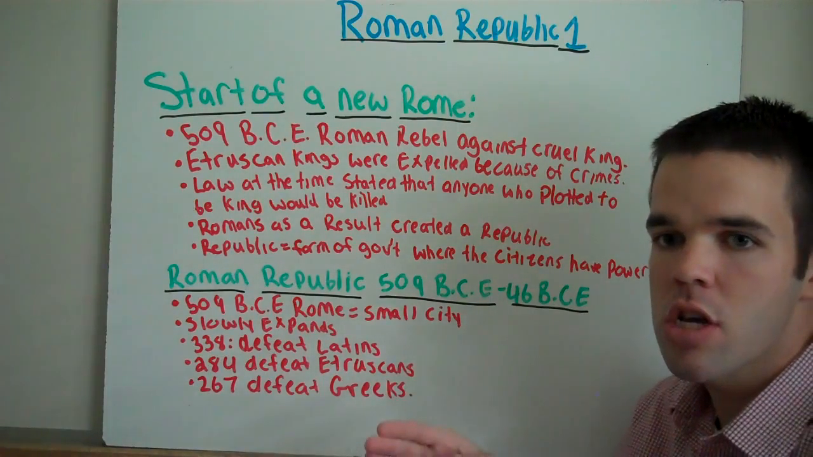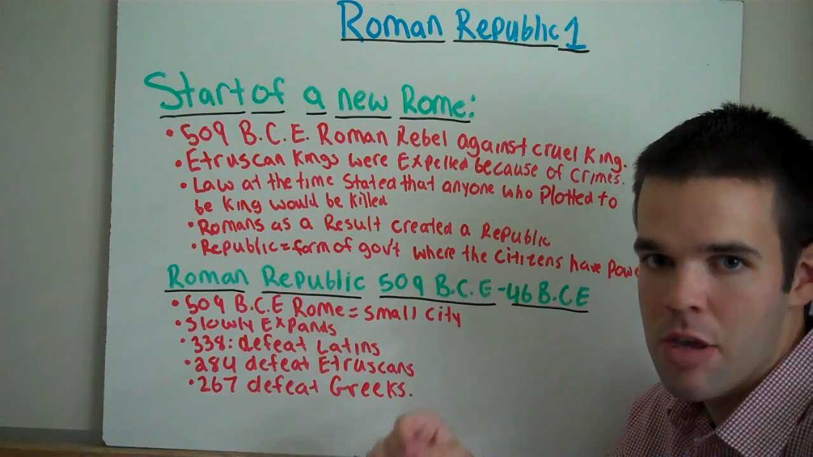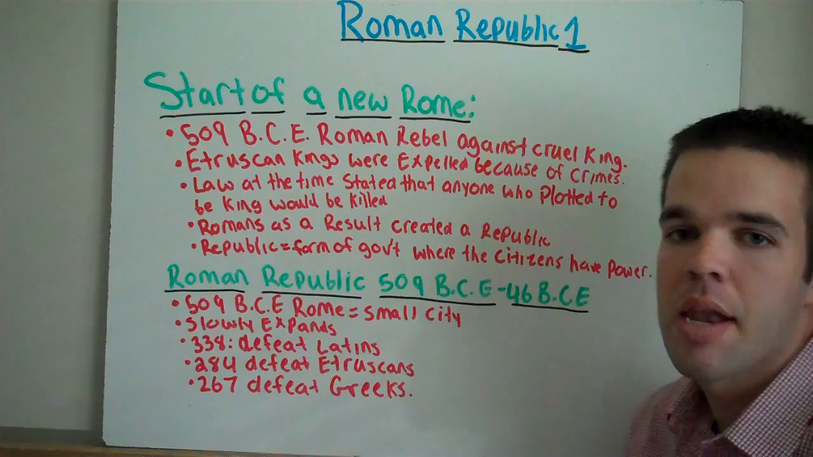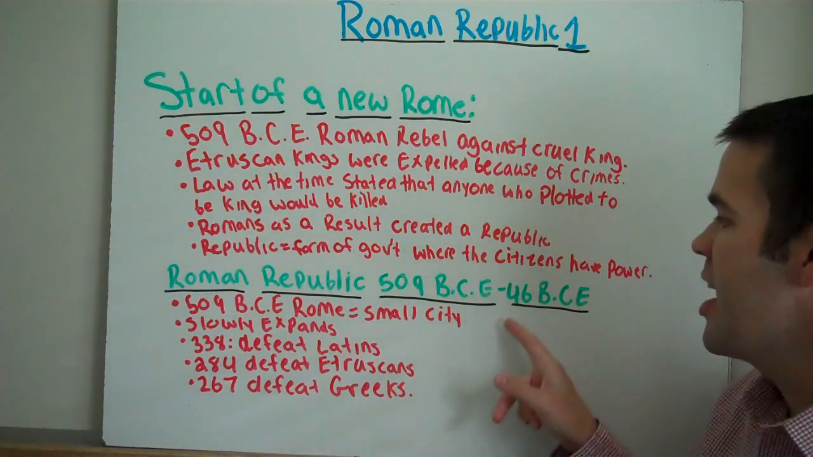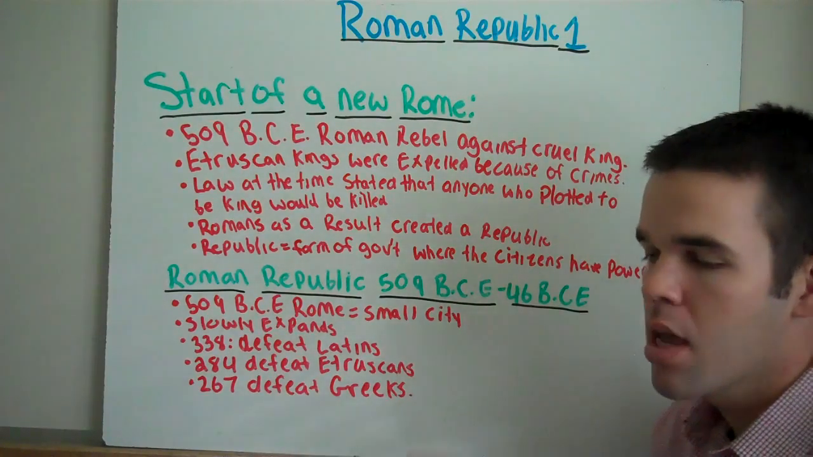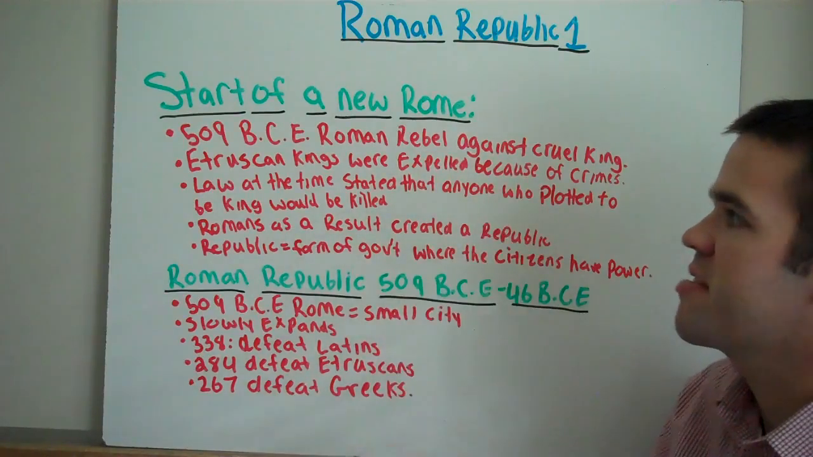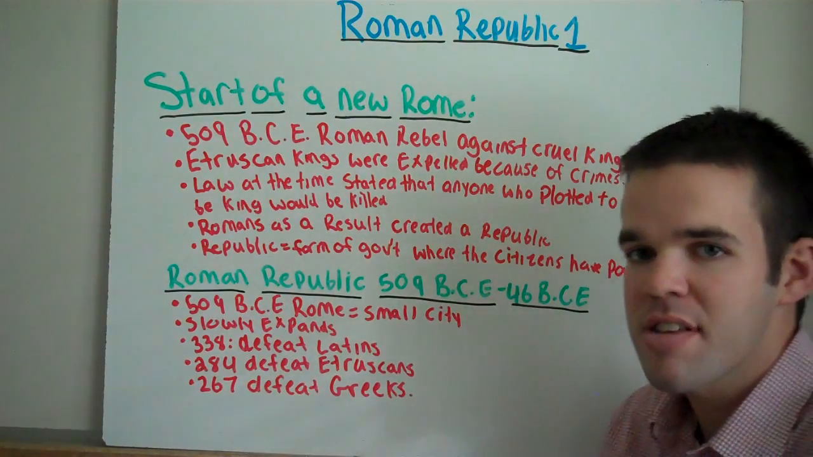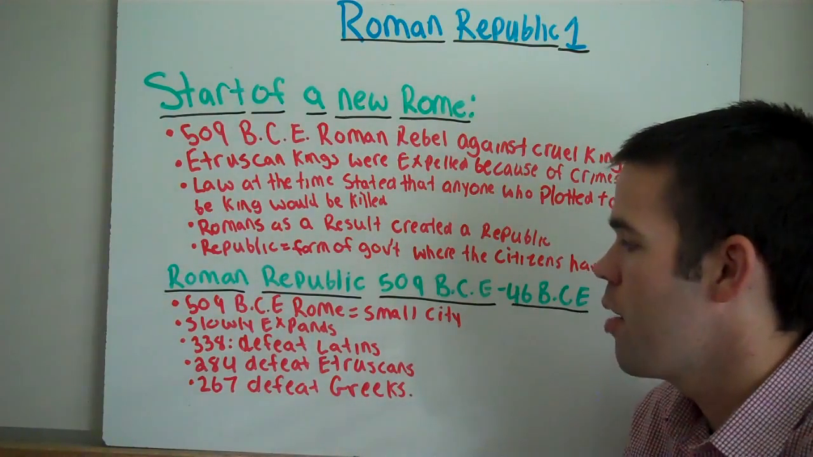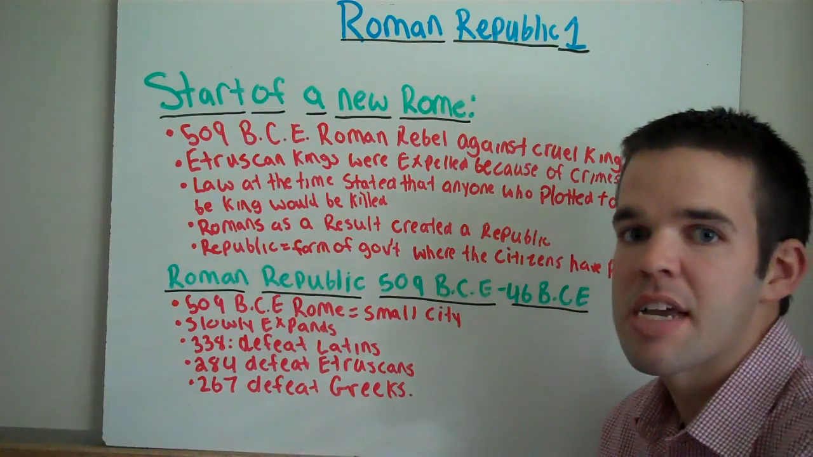This is the first government that is the beginning of the modern day U.S. government. The Roman Republic begins in 509 BCE, or before Common Era. It lasts to 46 BCE, or before Common Era. In 509, Rome, as we have already discussed, rebels against the cruel kings. They are just considered a small city to the rest of the world, to the rest of that part of the world. Over several years, they begin to expand.